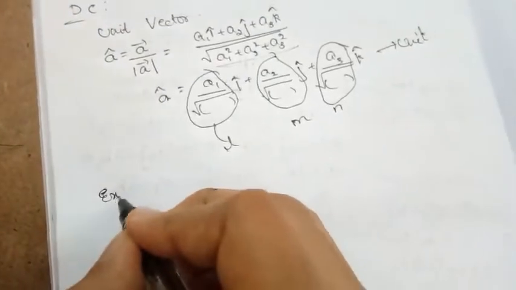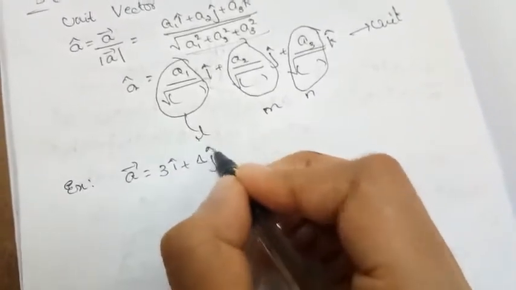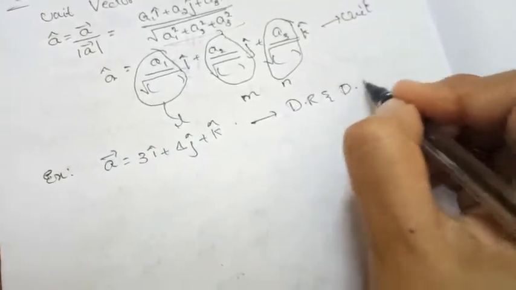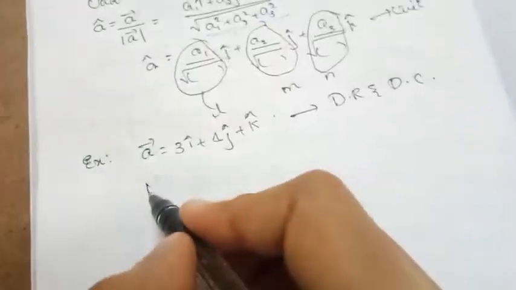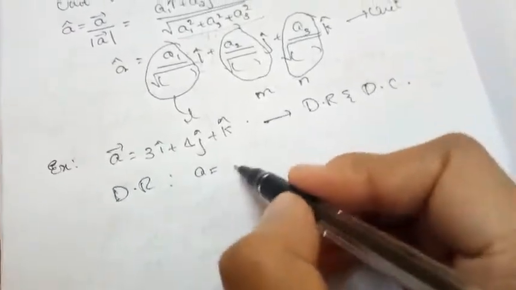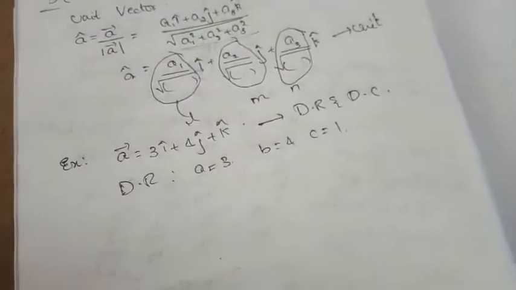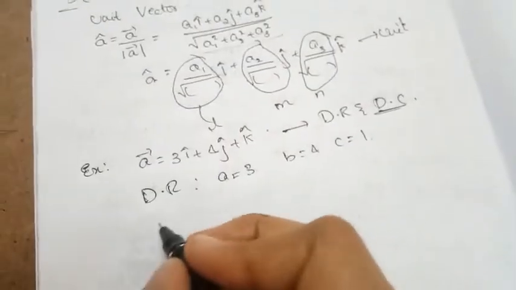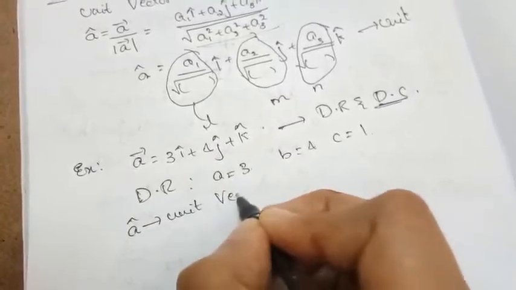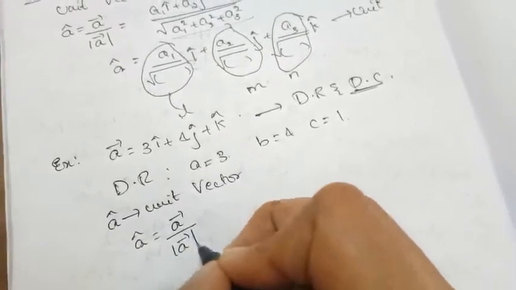For example, consider a vector A equal to 3i cap plus 4j cap plus k cap, and they ask you to find the direction ratios and direction cosines. What is the direction ratio of this vector? It is a equal to 3, b equal to 4 and c equal to 1. If they ask you to find the direction cosines, let us first find the unit vector. How do we find the unit vector? A cap is equal to vector A divided by the magnitude of vector A.